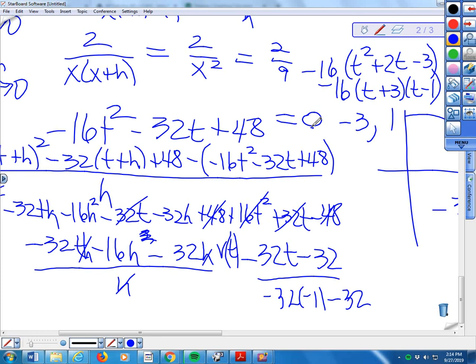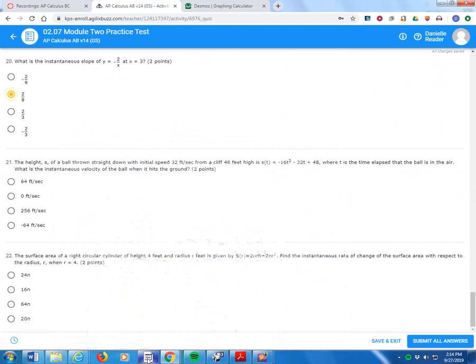Okay, so now I'm going to plug 1 in to what I found to be my velocity. When I plug 1 in, I get negative 32 minus 32, negative 64. Final answer. You can see that I didn't go through these before I started answering, but I think that's it.